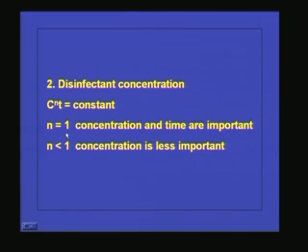If n is equal to 1, that means concentration and time are equally important for disinfection. If n has a low value, less than 1, then concentration is less important compared to the contact time. If n is greater than 1, then concentration is more important than the contact time. This we will see when we discuss in detail the other chemicals we are using as disinfectants and how their behavior is.